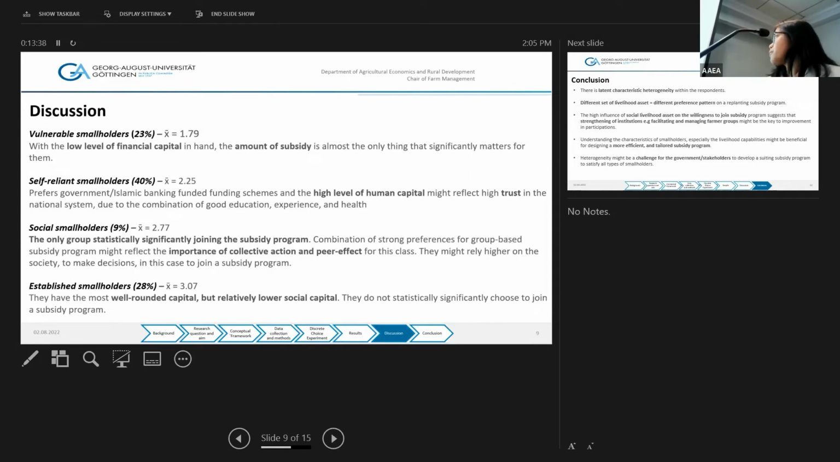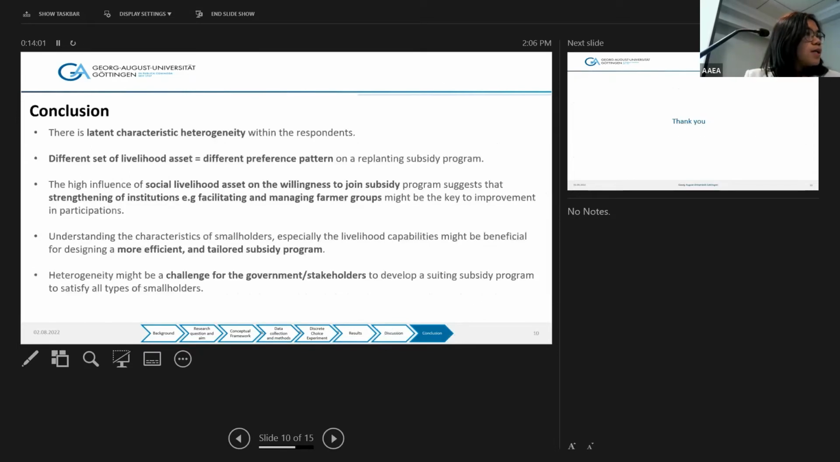The combination of strong preferences for the group-based subsidy program might reflect the importance of collective action and peer effect for this class. So they might rely more on society to make decisions, in this case, to join a subsidy program. And the last group have the most well-rounded capital, but relatively lower social capital, and they do not choose to join the subsidy program. So the conclusion is that there is latent characteristic heterogeneity within the respondents, and different sets of livelihood assets illustrate different preference patterns on a replanting subsidy program.